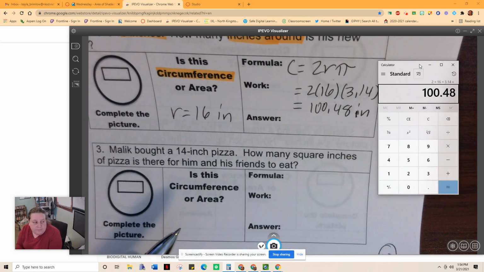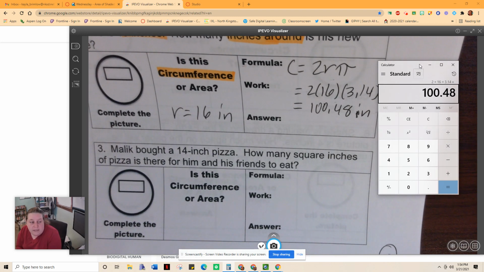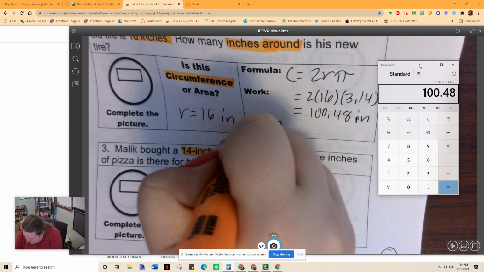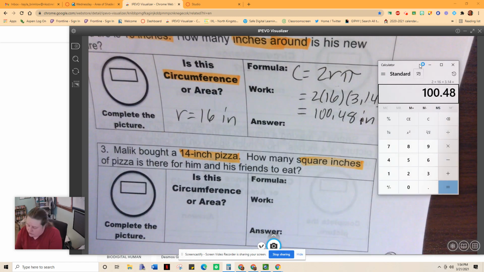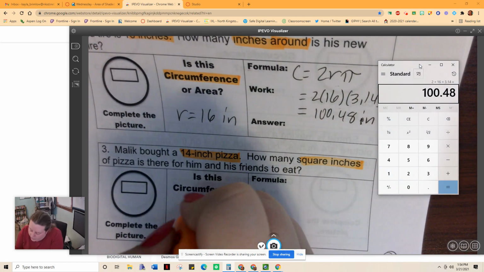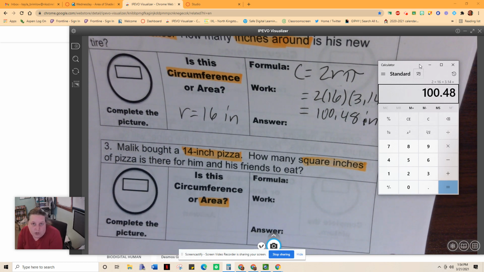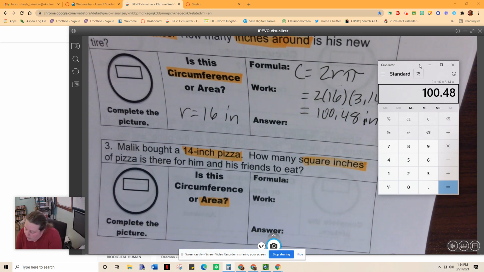Okay. All right, last one. Malik bought a 14-inch pizza. How many square inches of pizza is there for him and his friends to share? So 14-inch pizza, square inches. Okay. So when we're talking about square inches or square anything, we're talking about area, we're talking about the space.